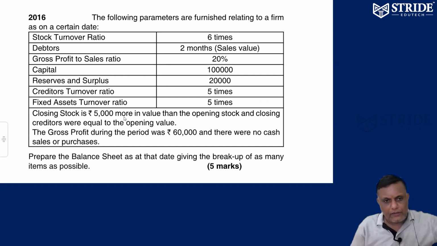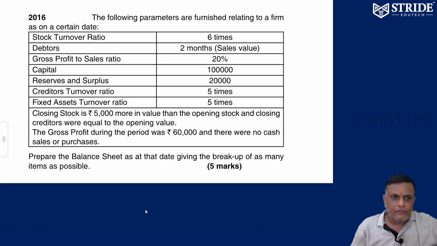Sales is better. Closing stock is 5,000 more than the opening stock. Closing creditors were equal to the opening value. Both are the same, so closing creditors and opening creditors are always equal, which is equal to average creditors. GP is given as 60,000. No cash sales, no cash purchase, which means only credit sales and credit purchase. To prepare the balance sheet, if possible, break up in as much detail as possible.